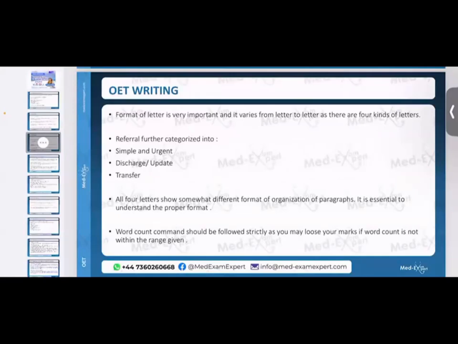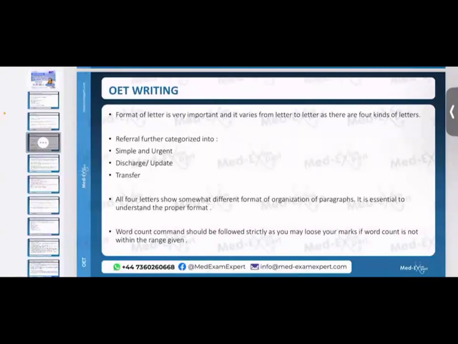All 4 letters show somewhat different formats of organization of paragraphs. It is essential to understand the proper format. Okay, so if you are writing a simple referral letter, the format must be different. If you are writing a discharge letter, the format must be different. If you are going to follow the same format for every letter, you will be in trouble.